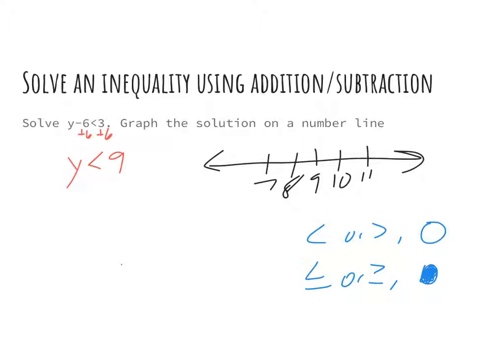Now with this one, it's less than 9, so I'm going to put an open circle at 9, and then everything to the left, or less than 9, is going to be part of our solution. So I'm going to have an arrow going off to where the numbers smaller than 9 are, which is to the left. And another way I can do that, if you look here and make the inequality into an arrow, I can see that it's going to point off to the left as well.